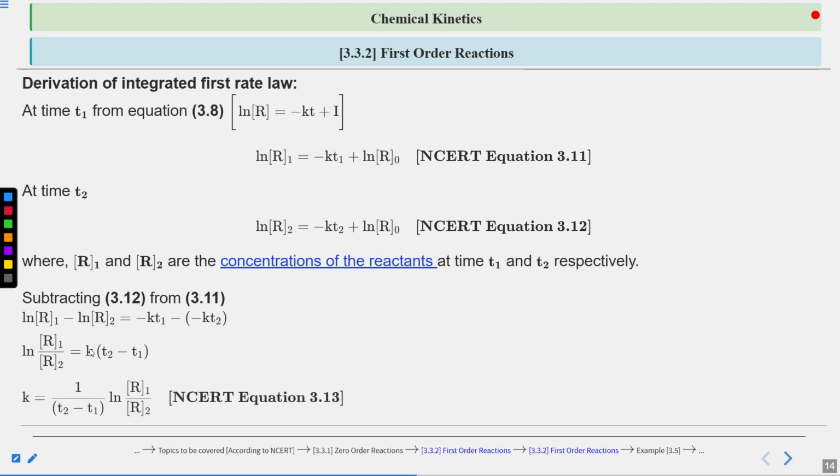And you can rearrange it to get the value of the rate constant, which is 1 by t2 minus t1 times ln r1 by r2. This is the value for the rate constant for any t1 or t2 time. This is representing the NCERT equation 3.13.